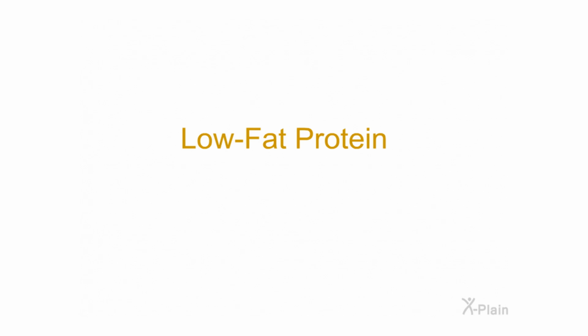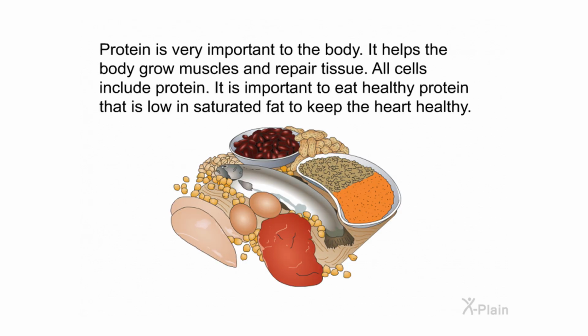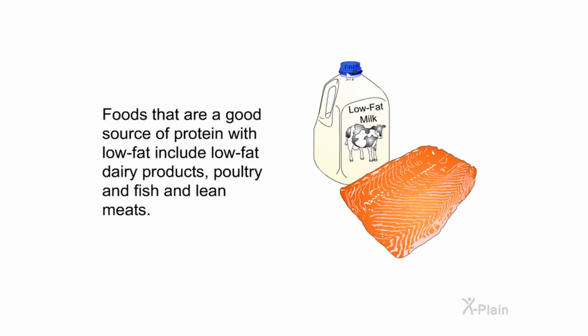Low-fat protein. Protein is very important to the body. It helps the body grow muscles and repair tissue. All cells include protein. It is important to eat healthy protein that is low in saturated fat to keep the heart healthy. Foods that are a good source of protein with low fat include low-fat dairy products, poultry, and fish and lean meats.